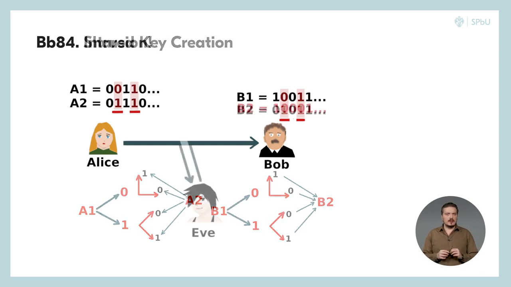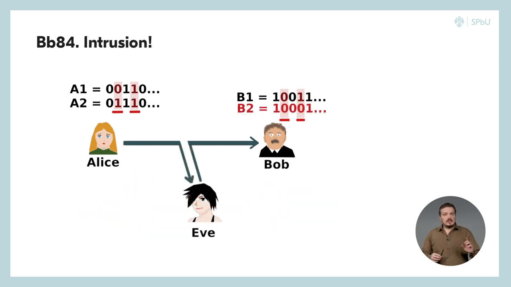Now, all this would be unnecessary if there was no Eve. But Eve exists, and we suppose that she controls both channels: that which is used for photon transfer and for the afterwards conversation. What can Eve possibly do?